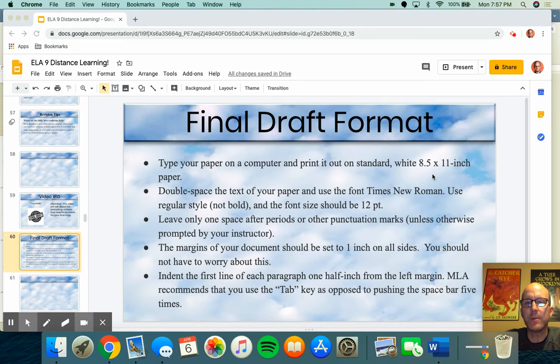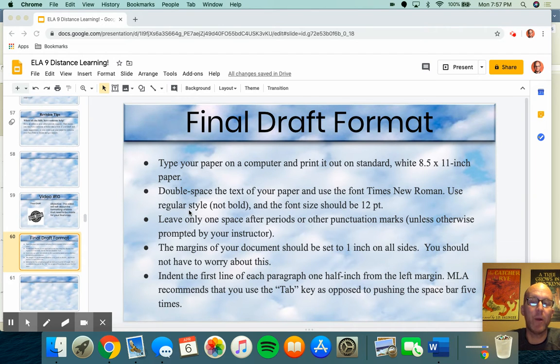Regular white paper is 8.5 by 11 inch. If you ever didn't know that, then you can win a Jeopardy question right there. The font that we like to use is Times New Roman in 12-point font, not bold, regular style. No italics.